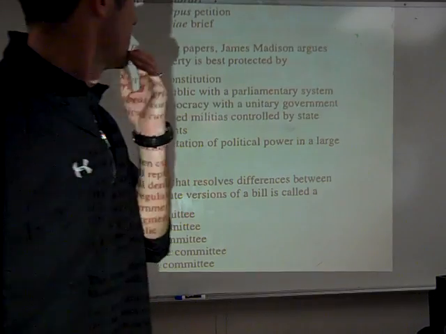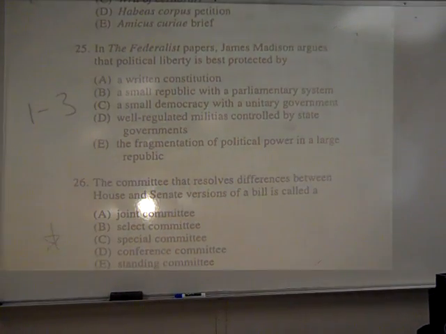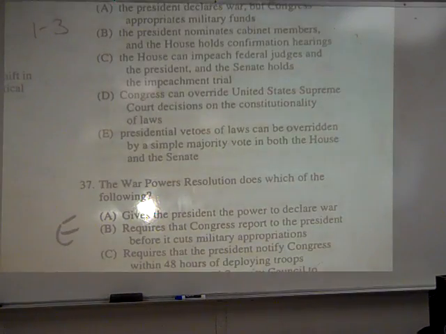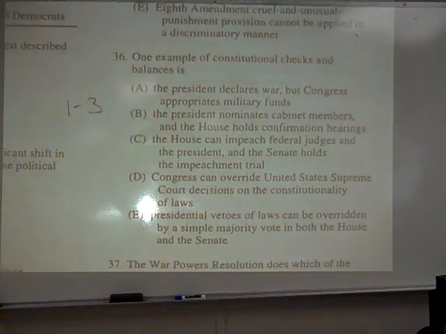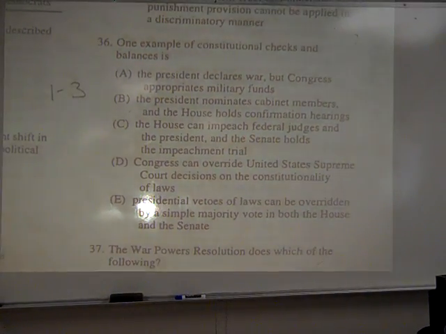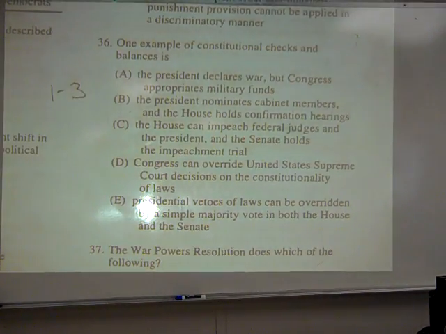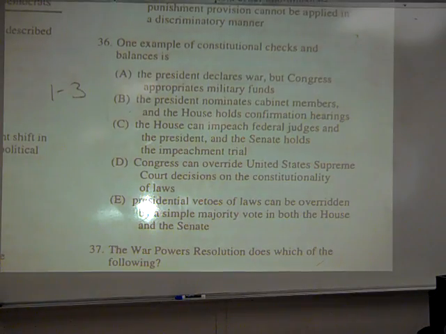All right, let's go on. Okay, checks and balances. My advice to you, a good exercise would be 2 nights before the test. You don't want to do this the night before in case you can't come up with anything. Let's skip one.